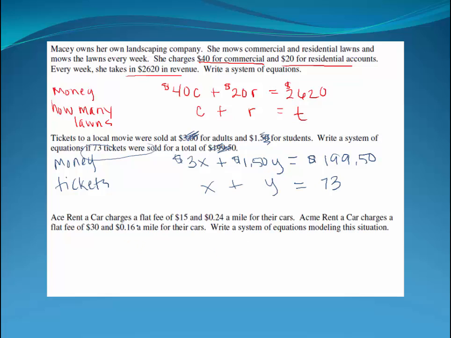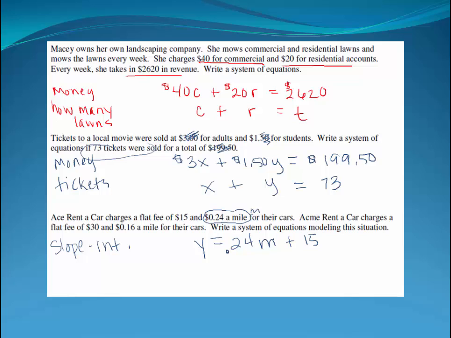All right, ACE rent-a-car charges a flat fee. Okay, so notice how this one is not $15 per mile. This is the only one that's your slope. And this is not, so that's your slope-intercept. That's your clue that it's going to be slope-intercept because they don't give you the total here. So it's going to be Y is equal to 24 cents per mile plus a flat fee of 15.